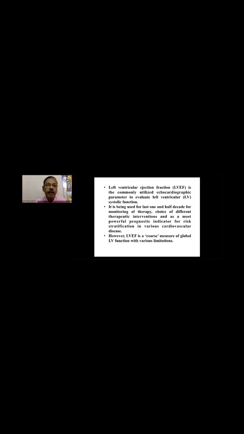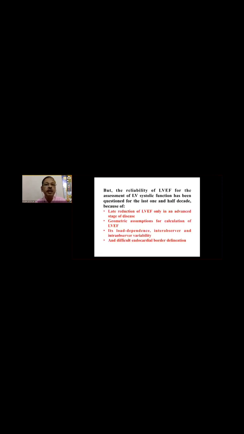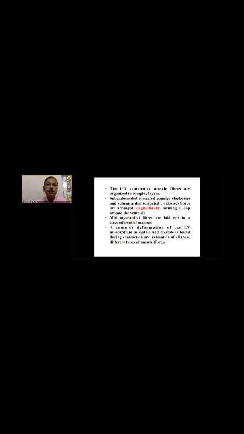However, LVEF is a coarse measure of global LV function with various limitations. What are those? The reliability of LVEF for the assessment of LV function has been questioned for the last 1.5 decades, because there is a late reduction of LVEF only in advanced stage of the disease. There is a geometric assumption for calculation of the LVEF. It's load dependent. There is a lot of inter-observer and intra-observer variability. And of course, in certain cases, difficult endocardial border delineation.